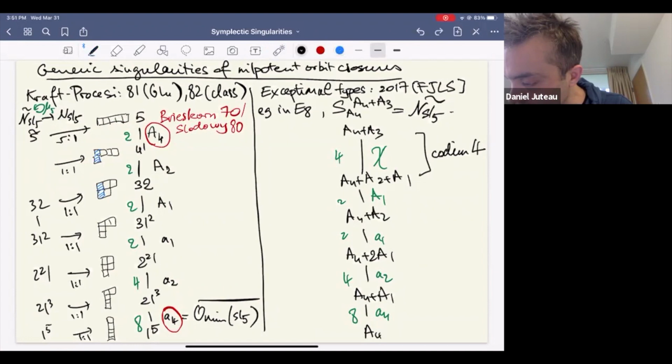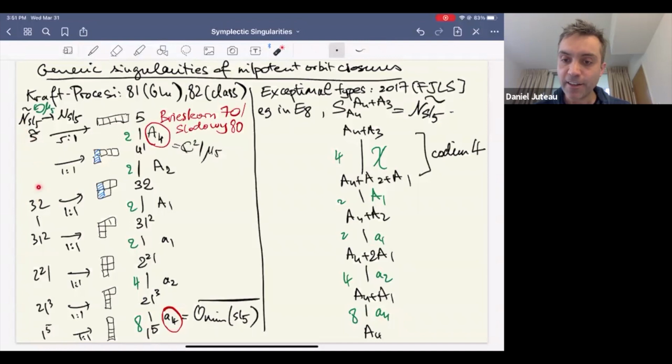So you can guess that after taking a 5-fold cover, this singularity actually disappears. So now this singular locus in the cover is of codimension 4. And this is really what describes this part of the nilpotent cone of type E8. And so I will tell you more about this singularity.